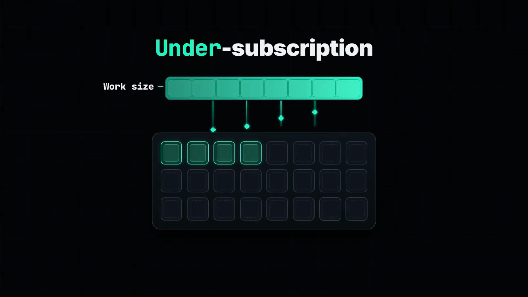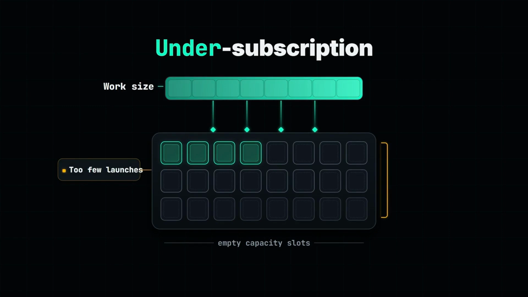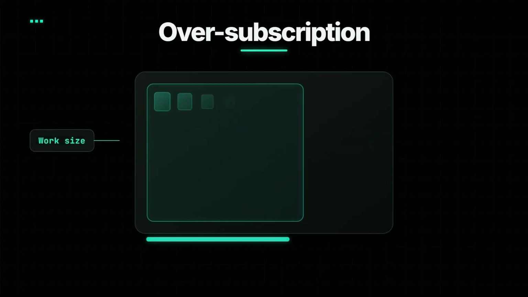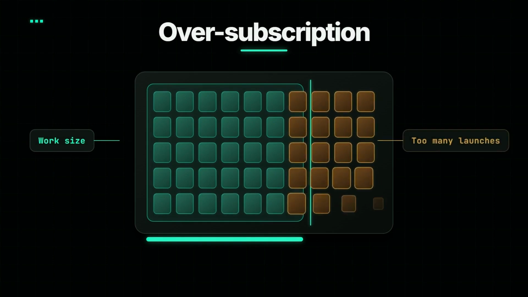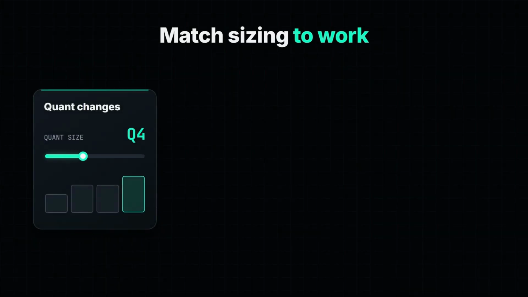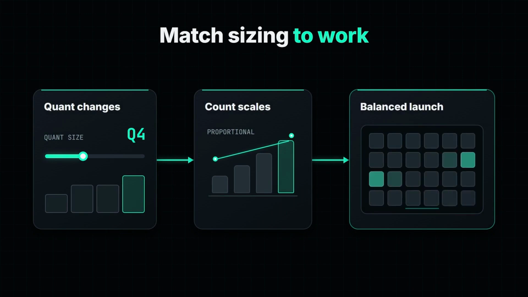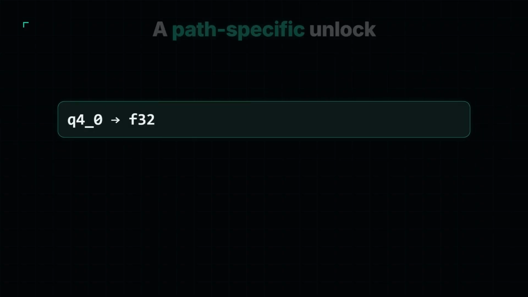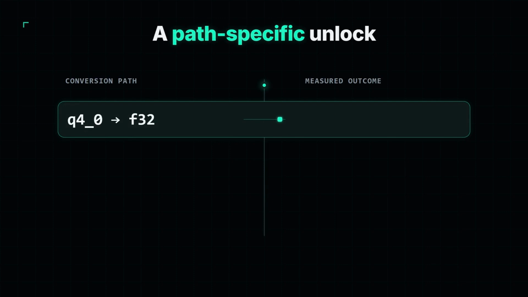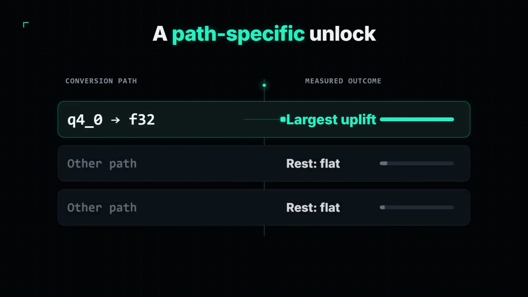Too few launched workers is under subscription. The stated fix reduces that mismatch by scaling the launch with quant size. Too many launched workers is oversubscription. Proportional sizing also reduces this opposite mismatch. This scaling is called proportional launch sizing. As quant size changes, thread and block counts change with it. One conversion can benefit while others stay flat. That is exactly the uneven result reported here, so test paths separately.